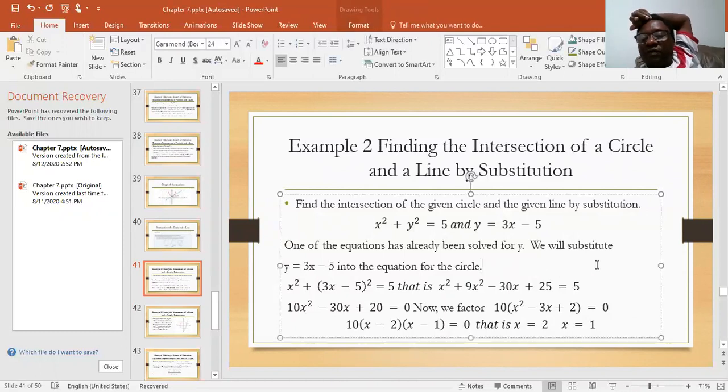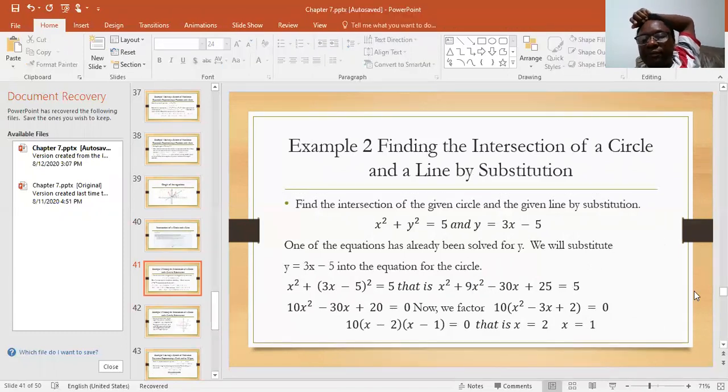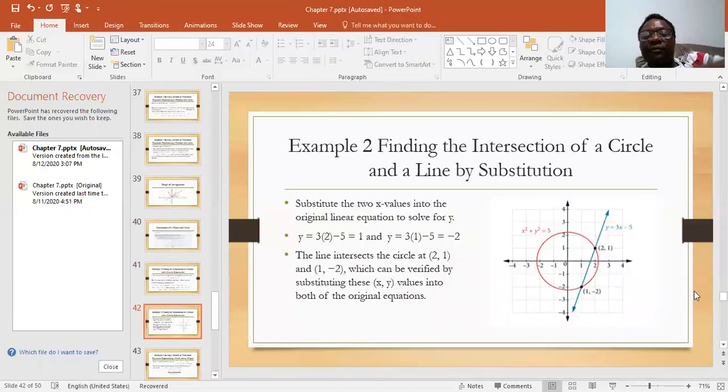So we have two values of x. We are going to replace it into the equation of the line. And for each value of x, we are going to get a value for y. So y equals to 3 times 2 minus 5 equals to 1, or y equals to 3 times 1 minus 5 equals to minus 2. So we have the 2 points, (2, 1) and (1, minus 2).